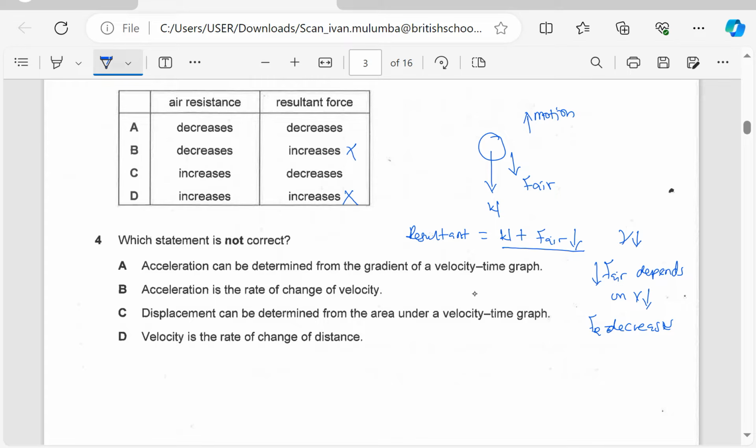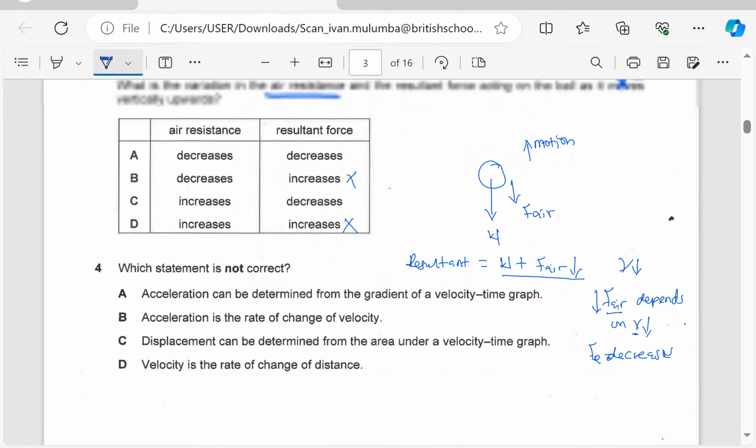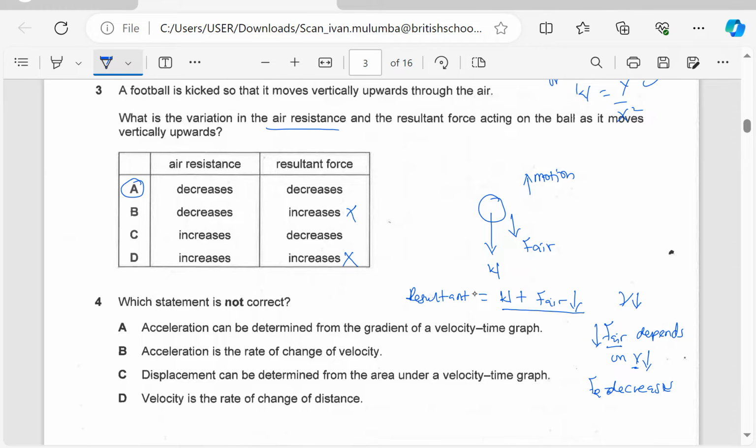Of course, we know that the velocity decreases as the body moves against gravity. Because the resultant force is in the opposite direction to motion, the velocity is decreasing. And since the velocity is decreasing, yet the force due to air resistance depends on this velocity, the force due to air resistance also decreases. So it means my answer is going to be A.